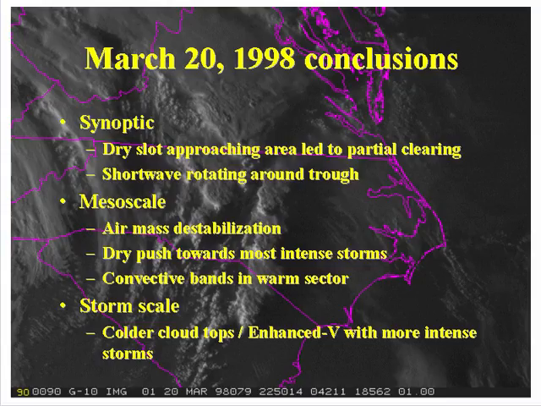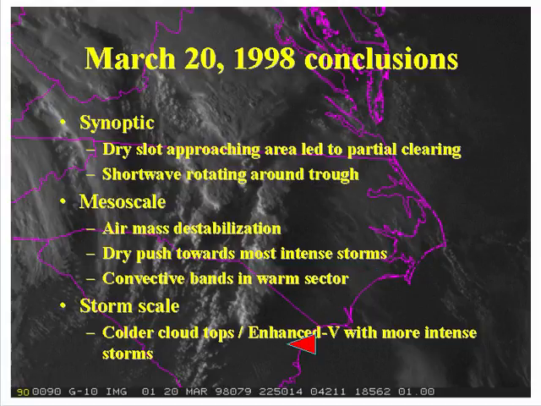Now, conclusions for this case. On the synoptic scale, we saw a dry slot approaching the area, which led to some partial clearing and destabilization. Important shortwave rotating around the base of the trough, which later played a role in initiating and intensifying the convection. On the mesoscale, we saw air mass destabilization, as well as a dry push towards some of the more intense storms, and convective bands in the warm sector.